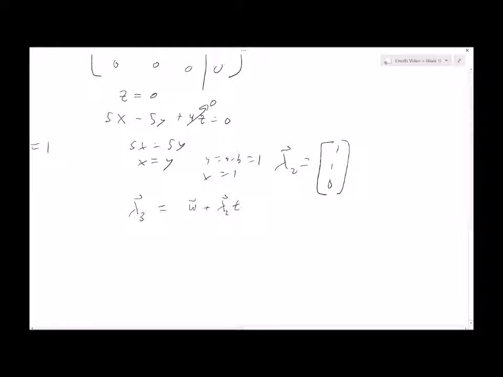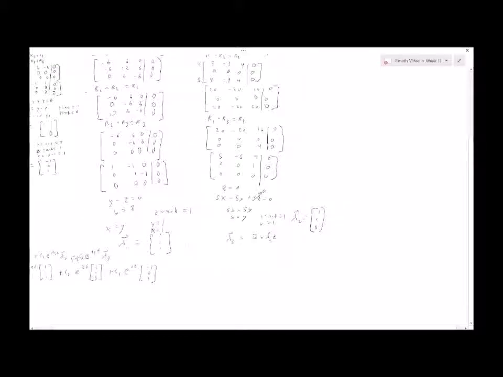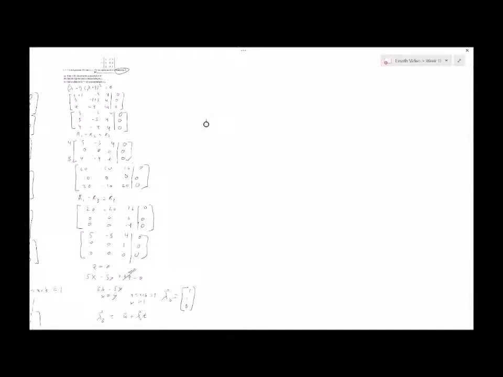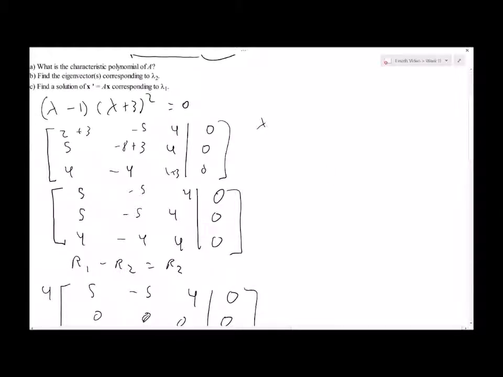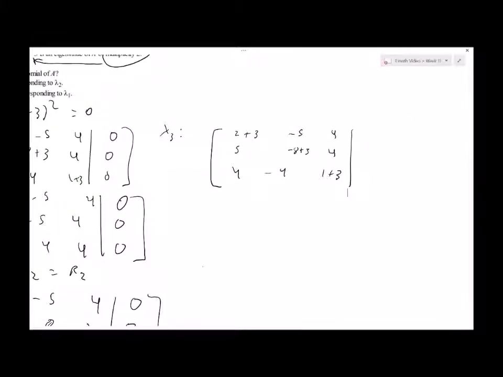Now to find that w, the only thing we do is plug our eigenvector 2 in right here instead of these 0, 0, 0. I'll show you what I mean. So here we'll do lambda 3. We have 2 plus 3, negative 5, 4; 5, negative 8 plus 3, 4; 4, negative 4, 1 plus 3. Instead of having 0, 0, 0, we're going to set it equal to 1, 1, 0. And the solution to this will give you w.